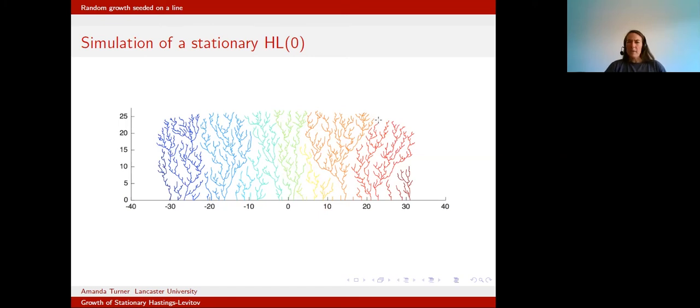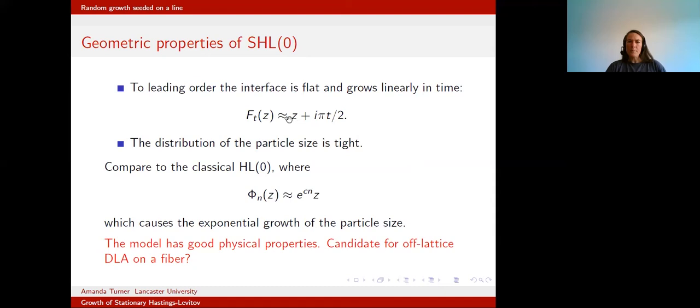But one of the nice properties of having a flat interface is that it doesn't distort anything. If you look at the derivative of f_t, it's approximately 1, but the derivative tells you about how much distortion your particles are going to get. And so if the derivative is approximately 1, that means you're not going to get very much distortion at all. And so the distribution of the particle size is tight in this case.